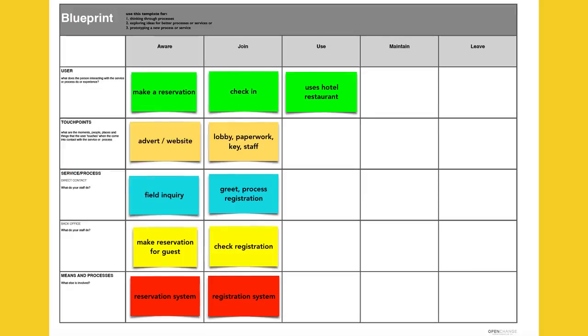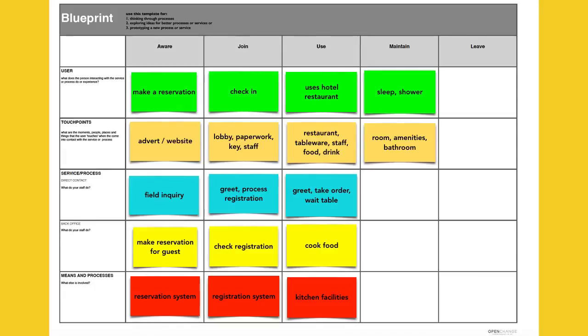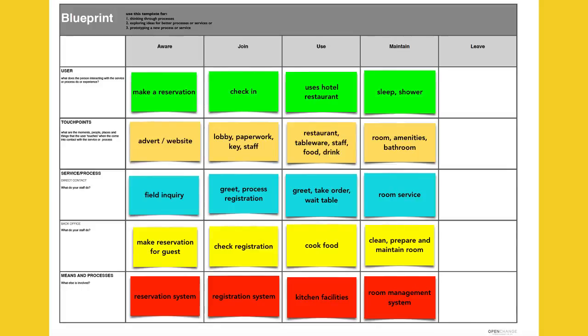Our guest wants to eat. So a whole environment of touch points come together to provide a restaurant experience. And another team of front stage staff greet the diner, take their order and wait the table. These of course are different from those who cook the food, using the kitchen facilities in the hotel. And so to bed. And yet another environment of touch points provide this experience with the added option of room service. Yet another team of backstage staff clean, prepare and maintain the room, referring as they do to the room management system, which tells them whether it's towels, sheets or both that need to be changed.